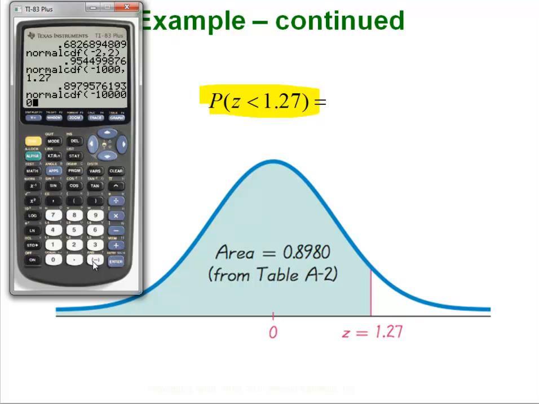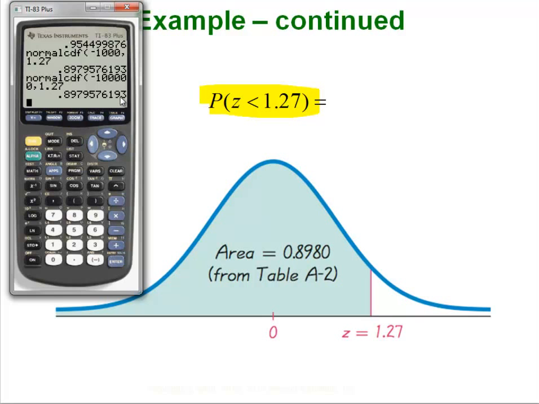zeros, comma 1.27, it didn't change at all, right? It gets to a certain point where there's just really no area out there in that tail. So normally 1,000, negative 1,000 is big enough.